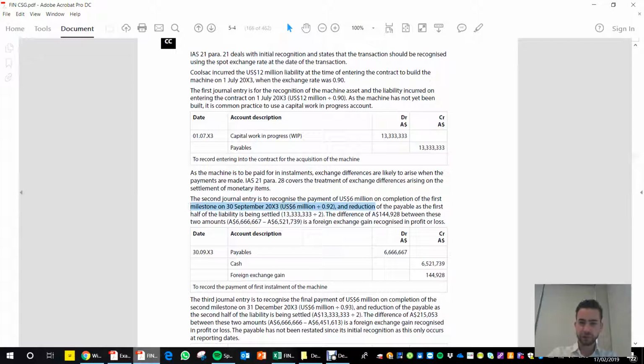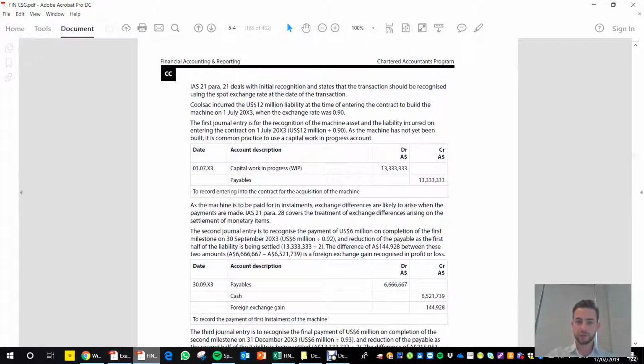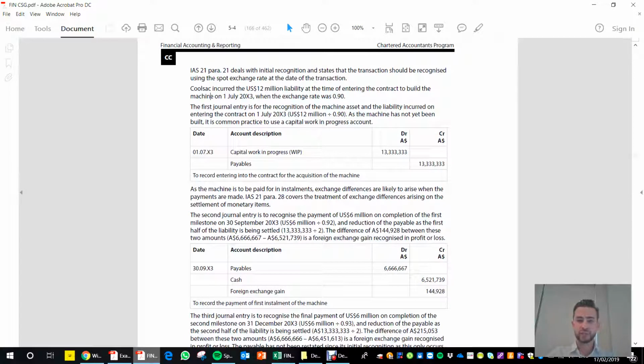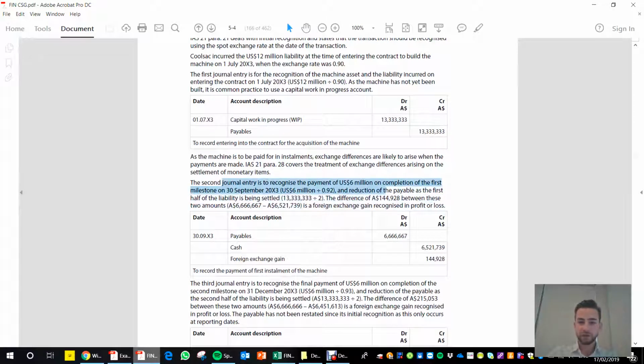So the second journal entry is to recognize the payment of $6 million on completion of the first milestone. The next transaction is at 30 September 2013. Keep in mind that our first transaction was on 1 July, so we've already missed our financial year by 1 day, so the next time we have to revalue it's going to be at 30 June next year, 12 months from that date. So really the only next revaluation or transaction is going to be the next payment, the payment of $6 million in September 2013.